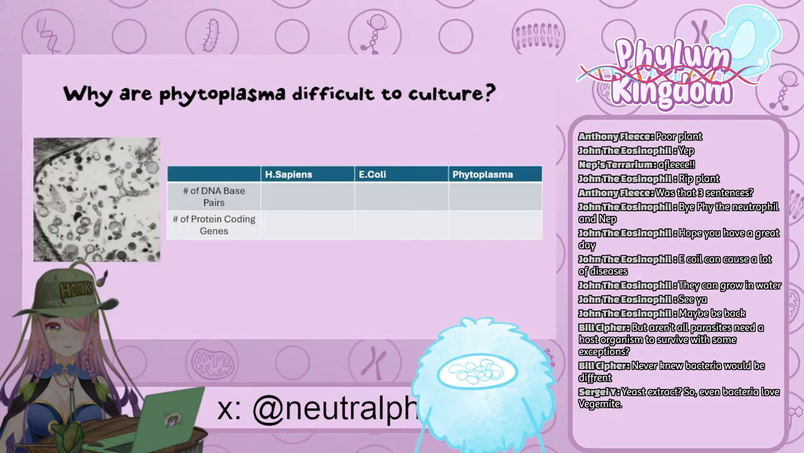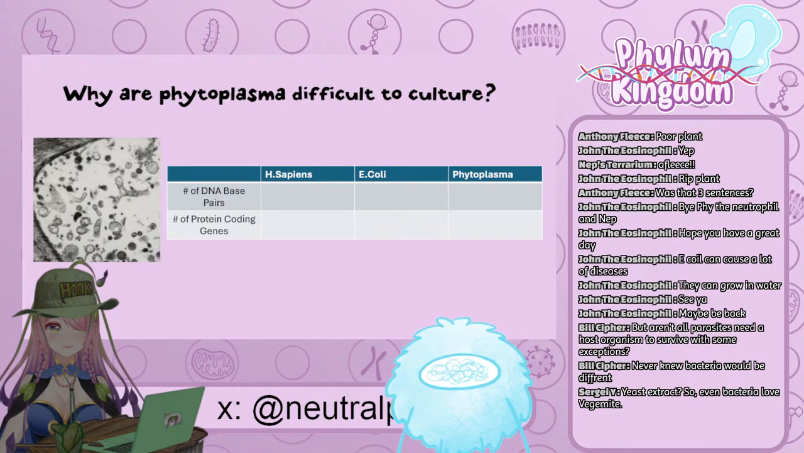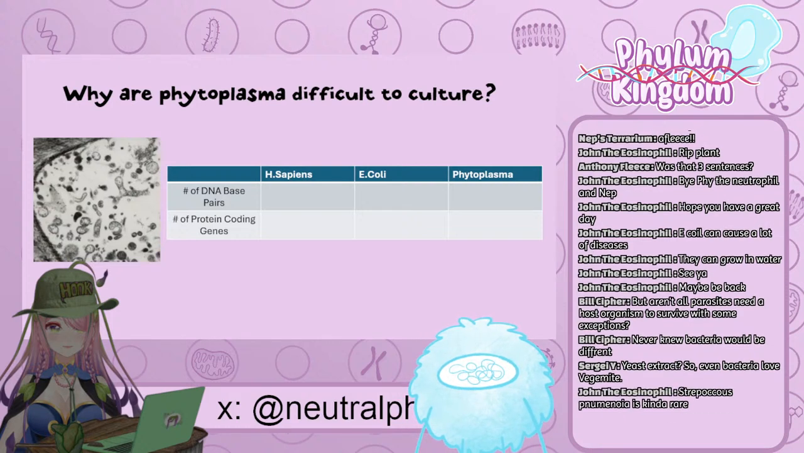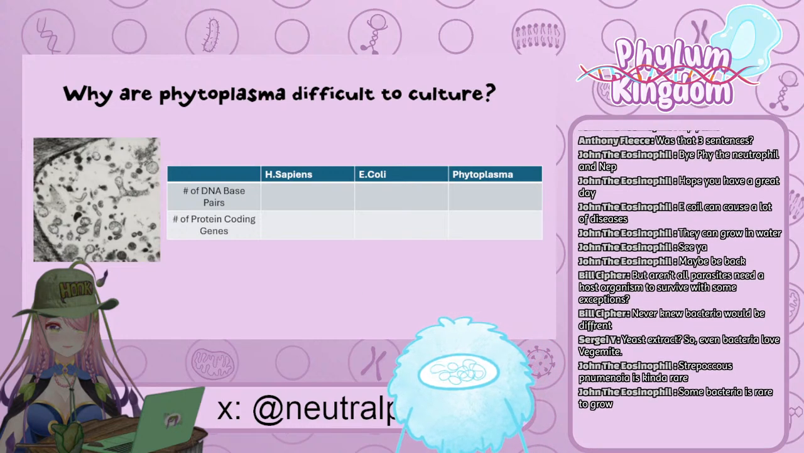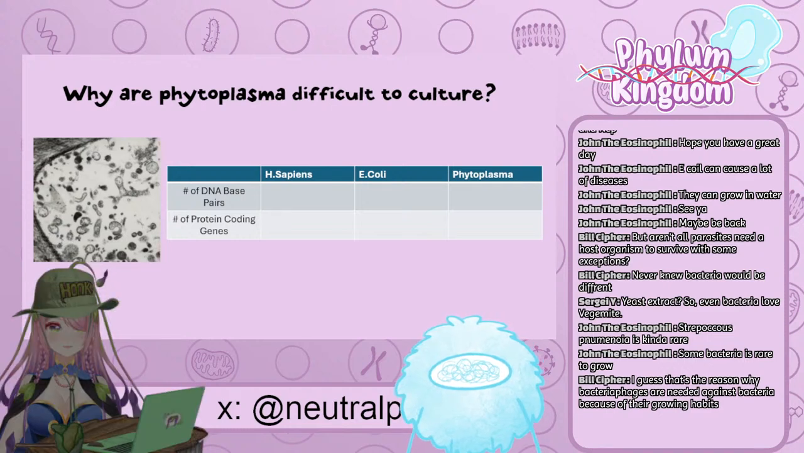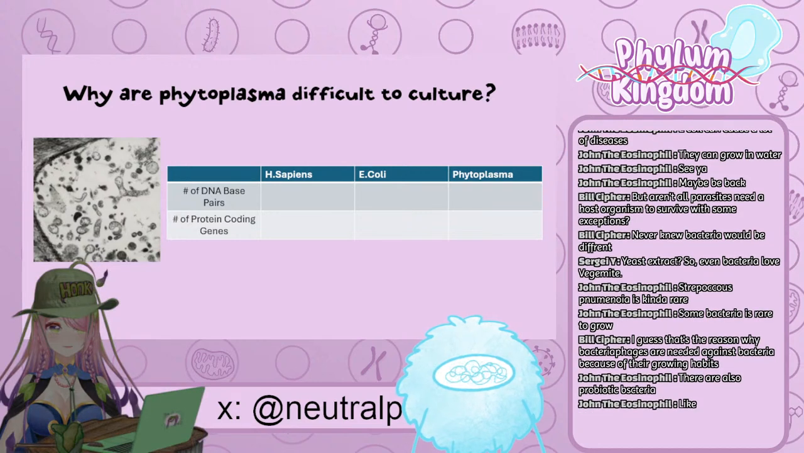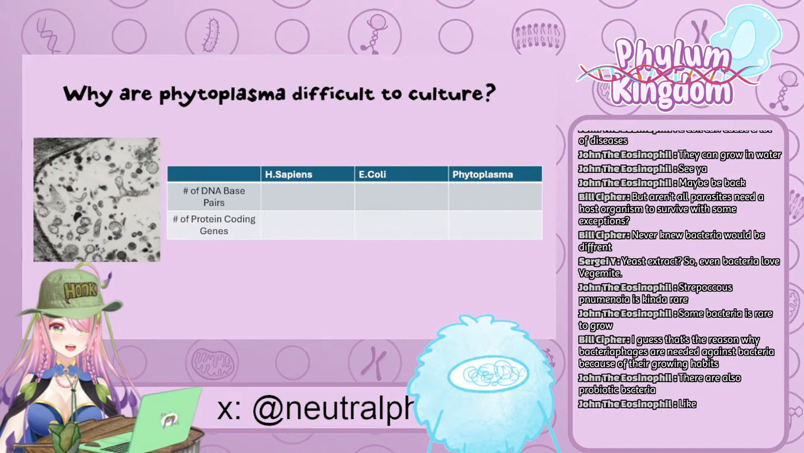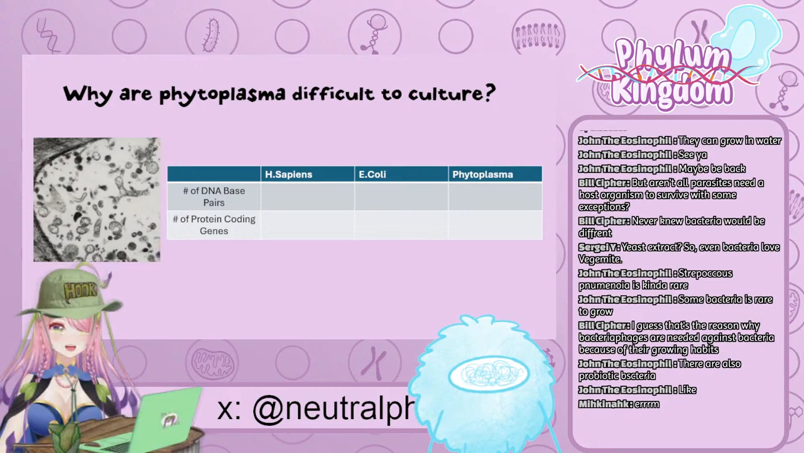And so I want to talk a little bit about why they're so difficult to grow outside of their hosts. This is going to come down to their evolutionary history. Here I have a little bit of a fun guessing game for those of you in chat. Does anybody know how many DNA base pairs are in humans and how many protein coding genes that actually codes for? I'm wondering if anybody in chat wants to take a guess. And, you know, don't look it up, that's cheating, just guess. It's kind of a fun thing to do.